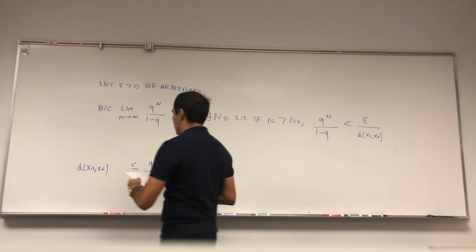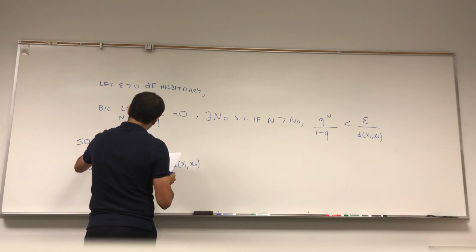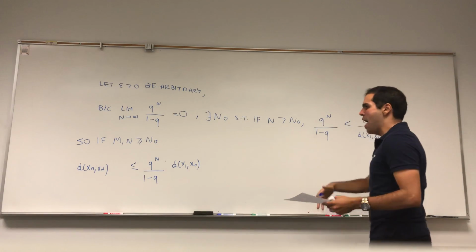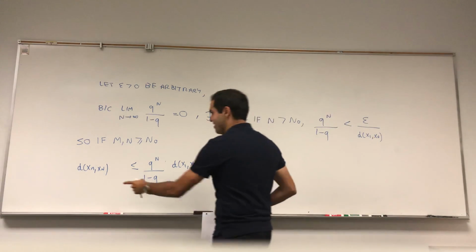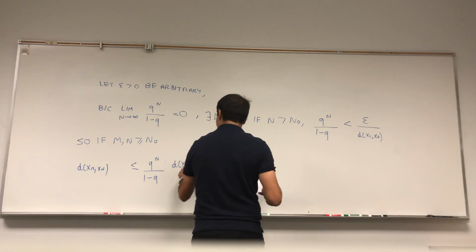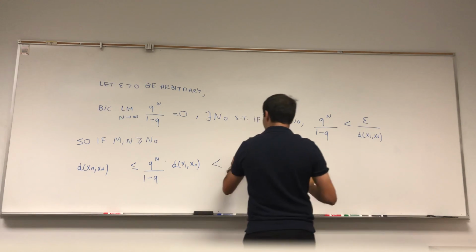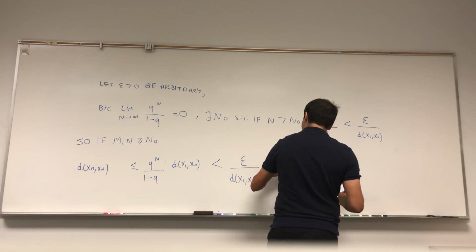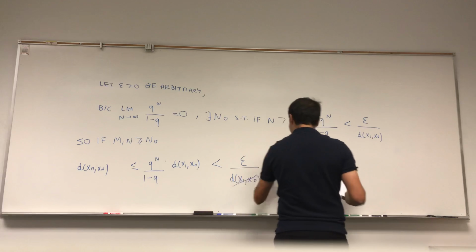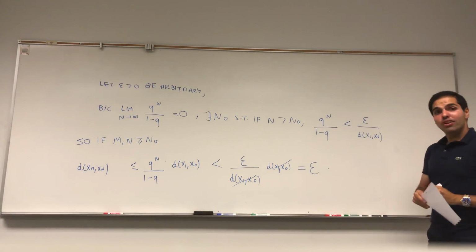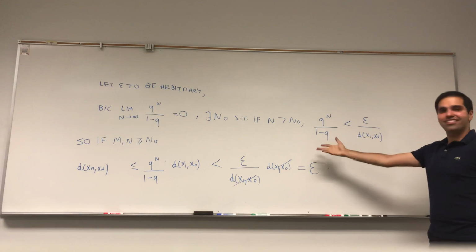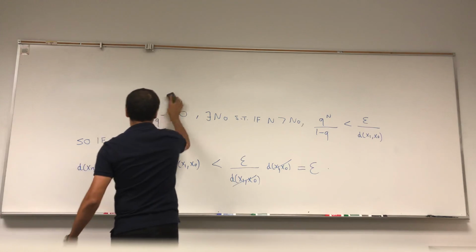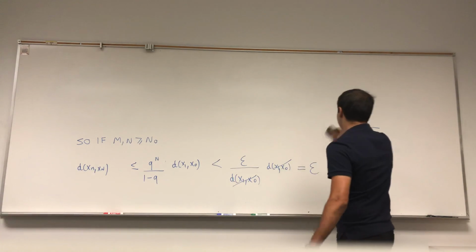So if m and n are greater than or equal to 0, and without loss of generality m is bigger than n, we get that d of x_m, x_n is less than or equal to this, but this is less than epsilon over d of x1, x naught times d of x1, x naught. That cancels out and we get epsilon. So in fact, we've just shown that the sequence x_n is Cauchy. Very important: just because it's Cauchy doesn't mean that it converges.